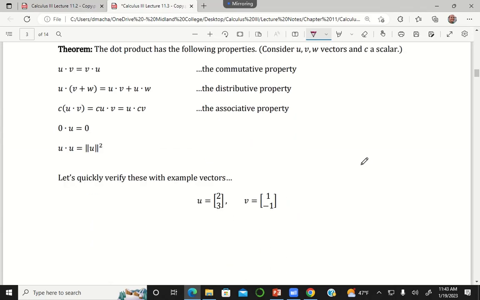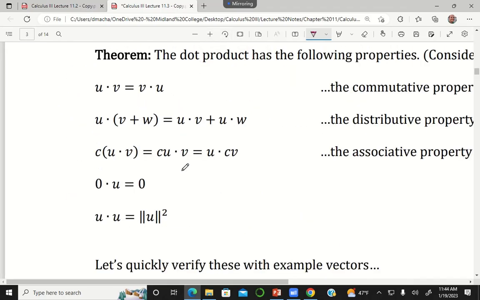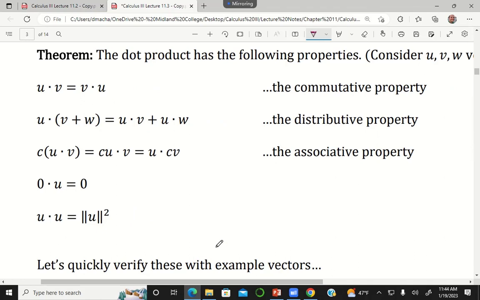Okay, so you can probably figure these out, but the dot product has these properties. Number one, we call this the commutative property. Commutative property just means you can swap the order of your vectors, and it doesn't matter, right? Because we're just multiplying them element-wise and then adding it all up. It has the distributive property, just like ordinary multiplication of numbers has the distributive property. It has the associative property, same thing.